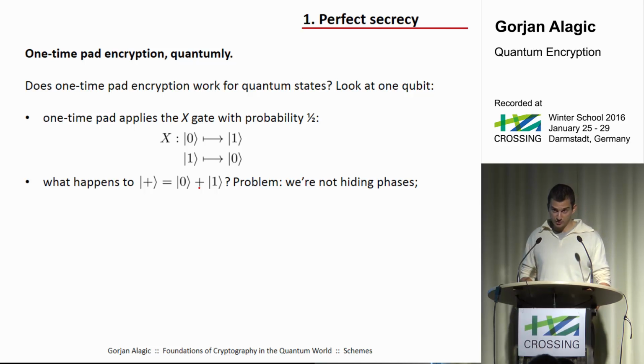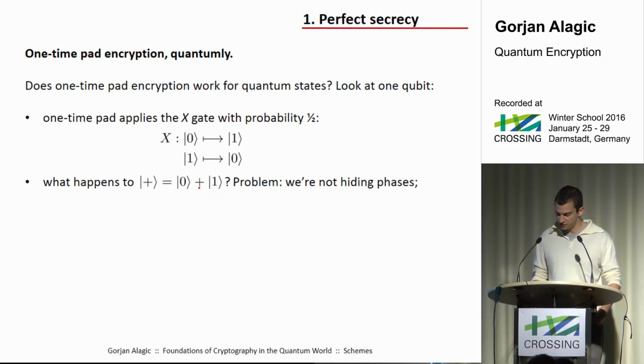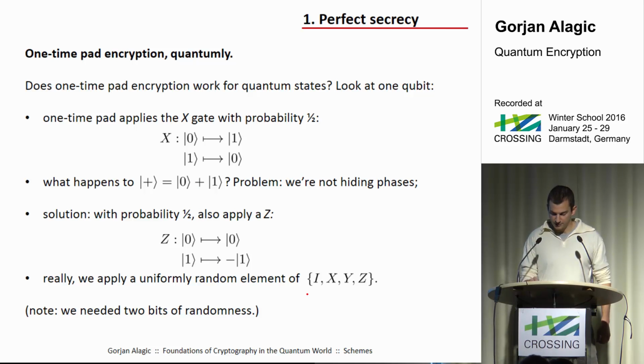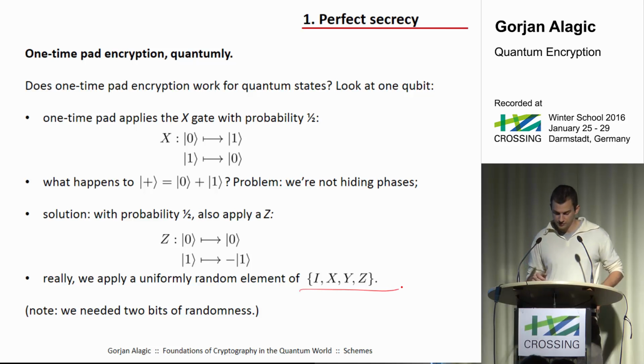The problem here, from a certain point of view, is that we're not hiding phases, we're not hiding the coefficients. But we can easily fix this by also, with probability a half, applying a Z. There's the Z again, just like in Stacy's talk. It fixes 0, but flips the phase of 1. So really, we apply a uniform random element of this set of Pauli matrices, I, X, Y, Z, that you saw in previous talks. You should note that we needed 2 bits of randomness to make this choice, one to choose if we're going to apply X or not, and one to choose if we're going to apply Z or not.